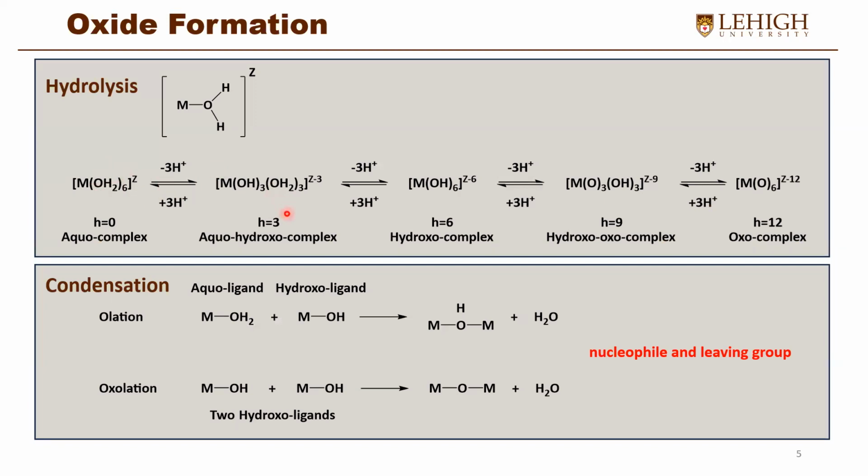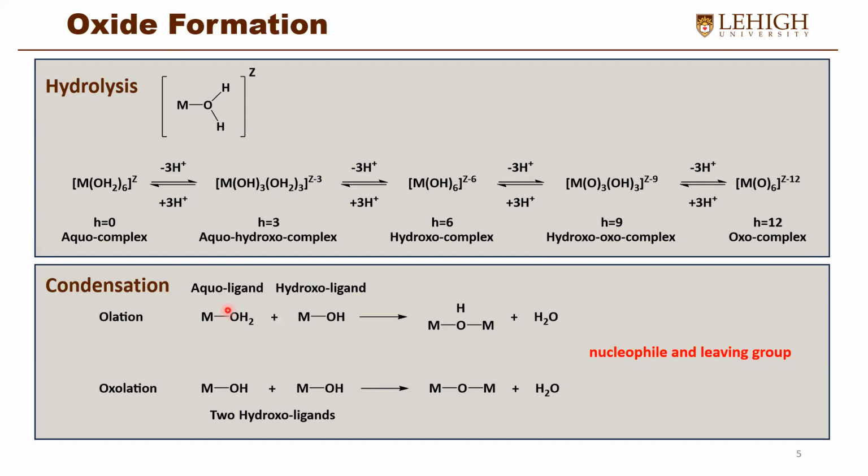The hydrolysis product will affect the following condensation and finally the precipitation. Condensation means producing the metal-oxygen-metal bridge. There are 2 major mechanisms, olation and oxolation. Olation forms the OH bridge, and it needs 1 aqua ligand and 1 hydroxo ligand. Oxolation needs 2 hydroxo ligands, and they form the metal-oxygen-metal bridge.